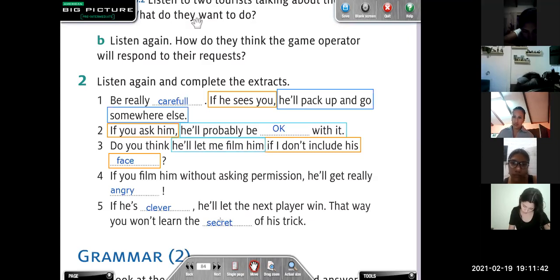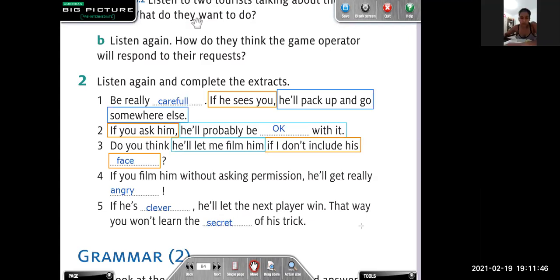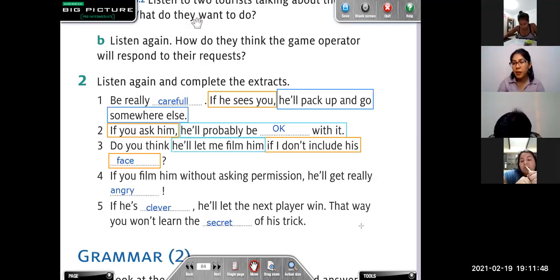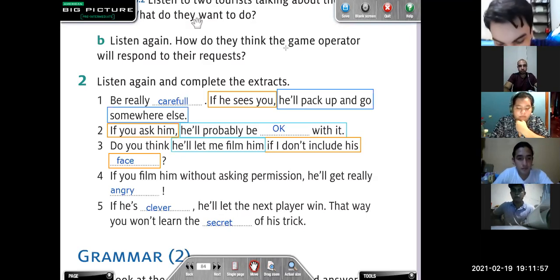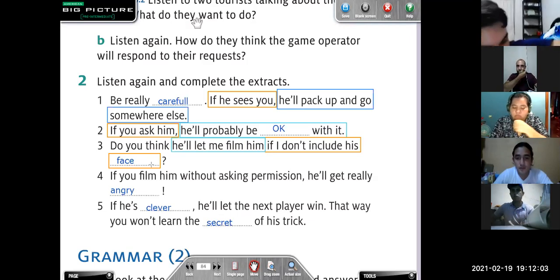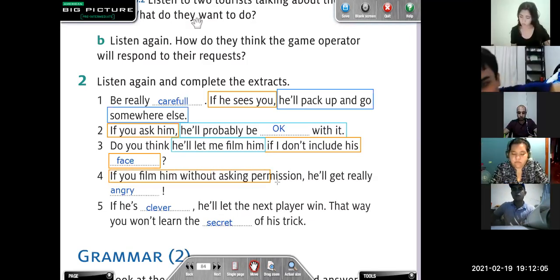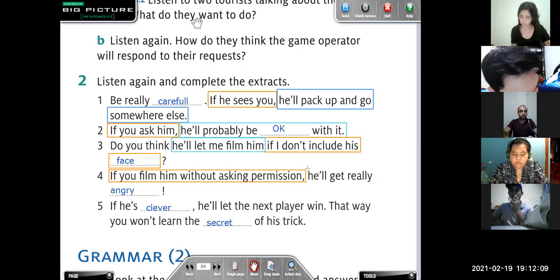Very good. What about sentence number 4? Please, Marino, tell me, what is the condition and what is the result in sentence number 4? The condition is if you film him without asking permission, and the result is he'll get really angry. Okay, very good. He'll get really angry, right?